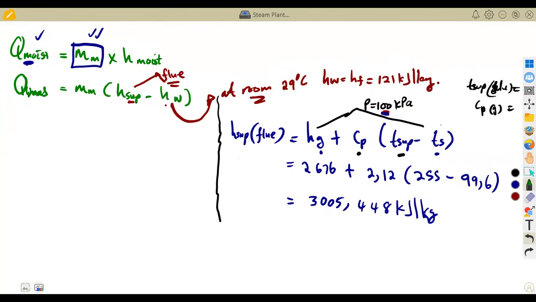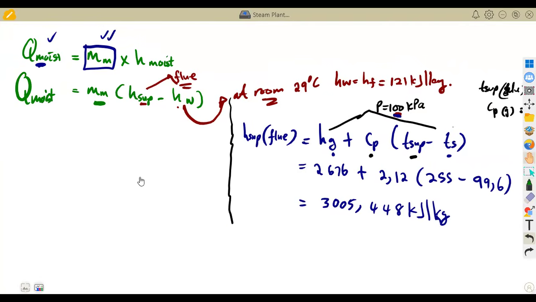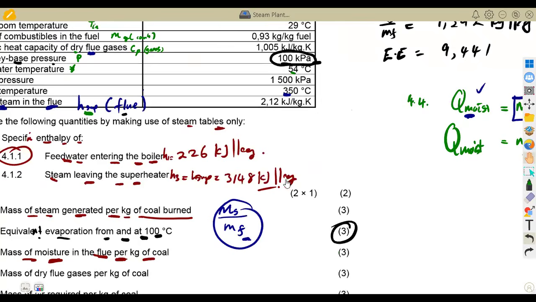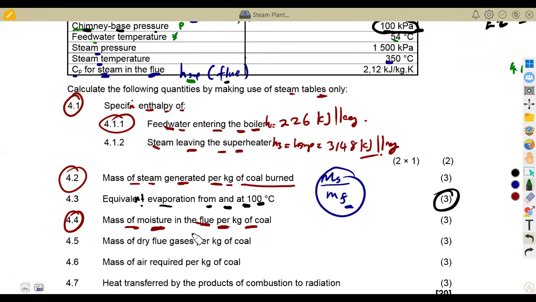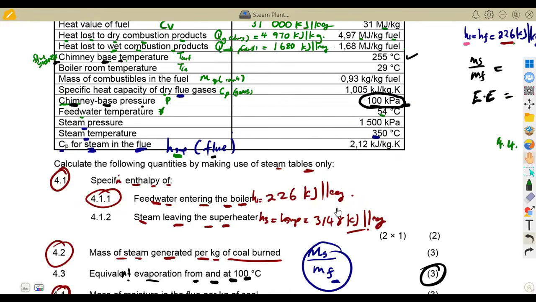So meaning to say, we have to ask ourselves here, because we are saying Q moist. We are saying Q for the moist flue gases in this case is equal to the mass of the moist, which is the one that we need. So are we given the units? Let us go back to the units. This mass that is needed is the mass per kilogram of the fuel. So let us check what our Q for the moist is.